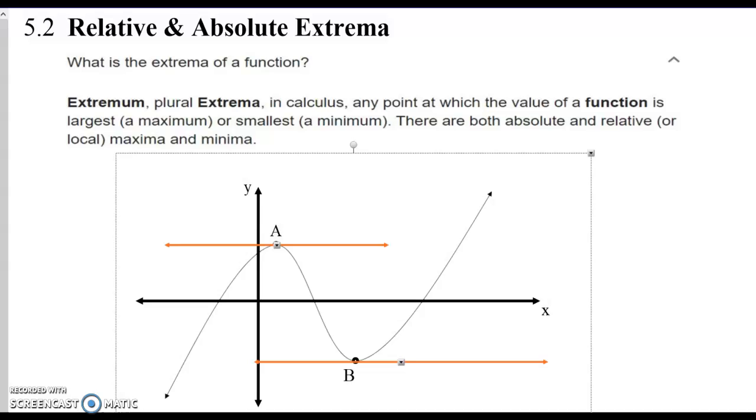5.2 deals with the ideas of relative and absolute extrema. Here's a definition that I added to your notes. We are looking at page 4 in your note package.